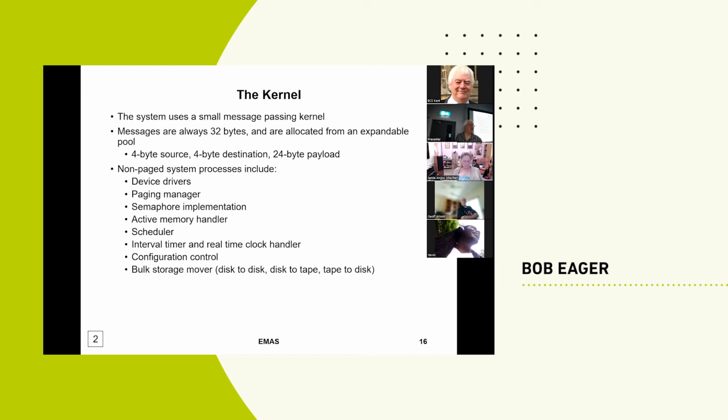A configuration controller. One of the things you could do with EMAS was you could say, "Oh, I've got a second OCP here. I think I'll bring it in now." And then later on, you could say, "Let's take one OCP out of the configuration. Let's take 2 megabytes out. Let's take a disk drive out. Let's take an operator console out, and let's boot another machine completely separately for testing." And you could do that on the fly without stopping the system.